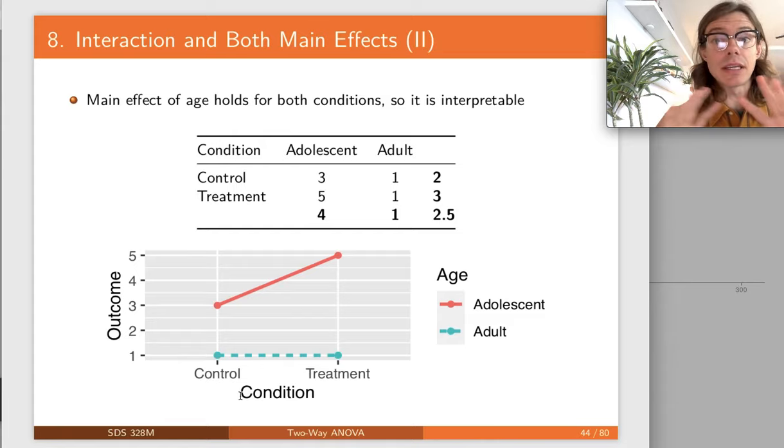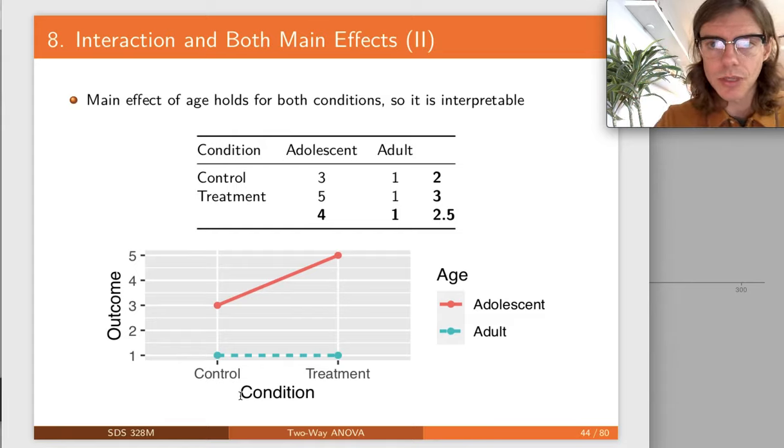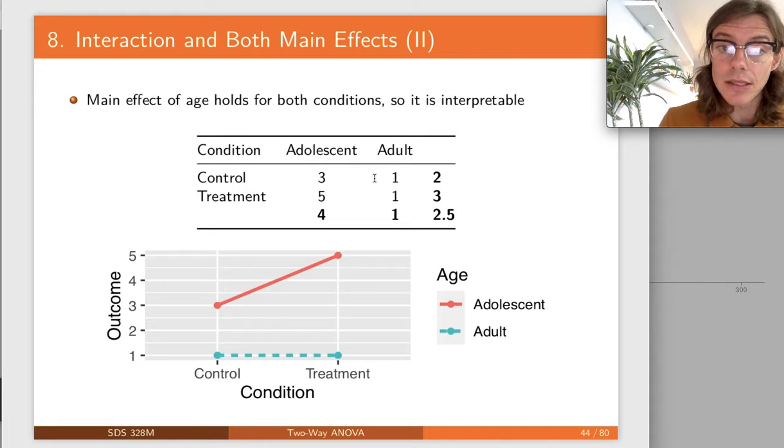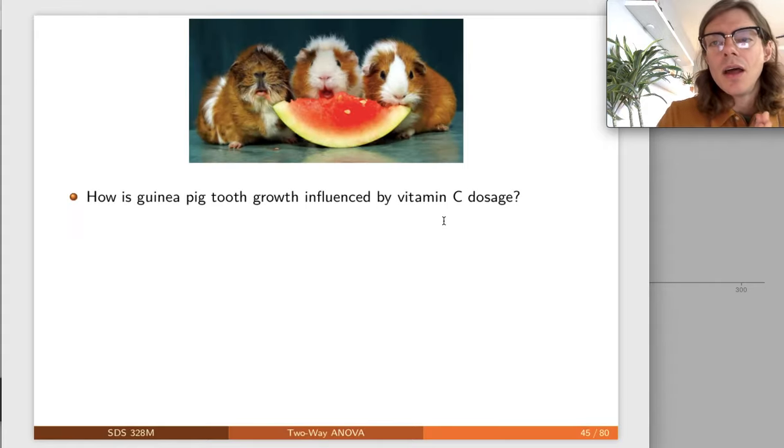And so far we haven't run a model or done any testing. This is all about building intuition for what an interaction looks like based on a plot of the cell means, the row means, the column means, and the grand mean. And just seeing what it looks like. Cool. Back to this example. Let's go back to look at the guinea pigs one more time.